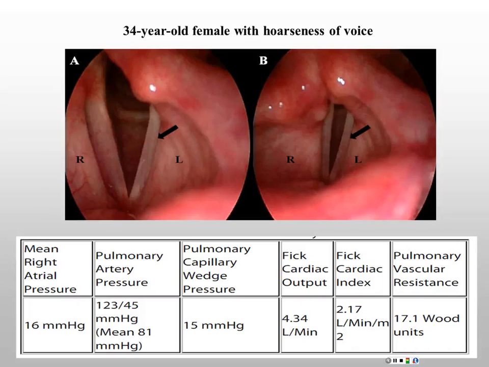The CAT scan showed enlarged pulmonary artery, and she underwent right side heart cath, and this is not the systemic pressure, this is the pulmonary artery pressure. So her pulmonary artery pressure was 123/45, and it was so huge, it was causing paralysis of the vocal cord because it was pressing on the left recurrent laryngeal nerve. And this is called Ortner syndrome.